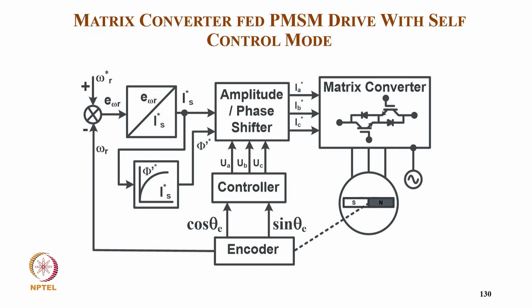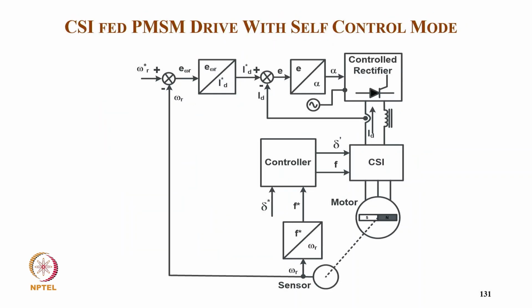Then similarly it goes the same way to the matrix converter. So here also we have an encoder and we have a reference speed, feedback speed. The error goes to the controller which gives the reference current, and from current we get the flux, and from the encoder we get cos theta, sin theta, we give to the controller which gives UC, and with these variables as input we get the three-phase reference current which is modulated into the motor winding by the matrix converter with proper control.